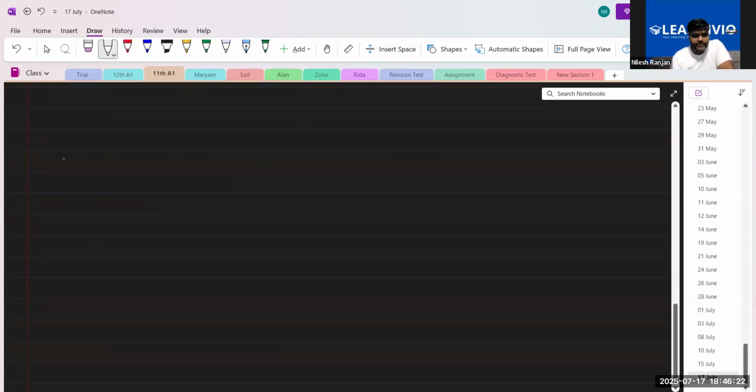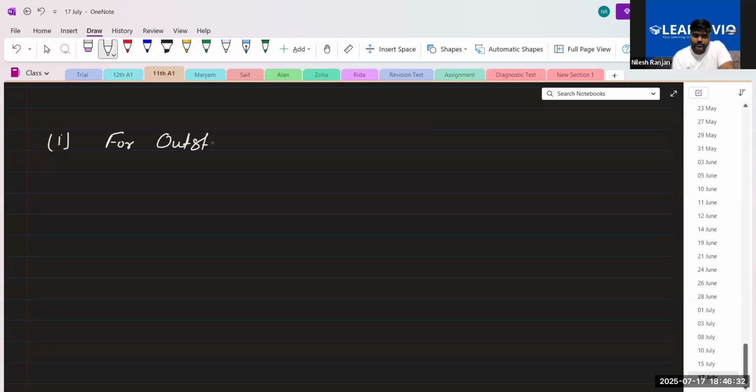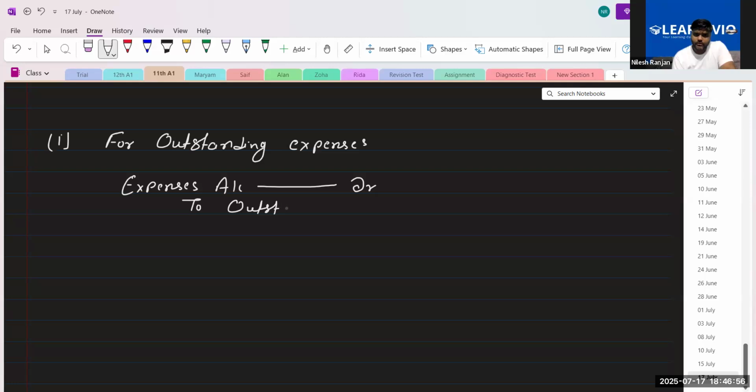So these are the entries we have to record. Now, one by one, I'm writing the entries. I've explained the concept. Tell me if you have any doubt in any of these items. So for outstanding expenses, it is expenses account debit to outstanding expenses.